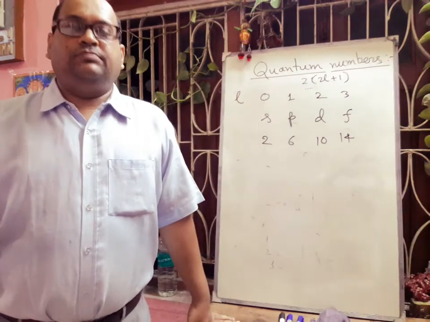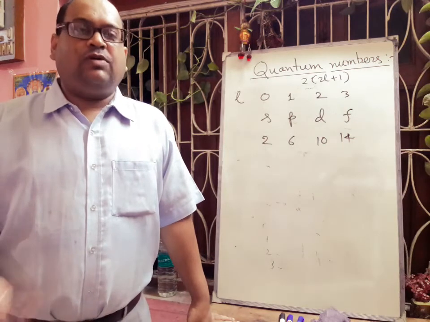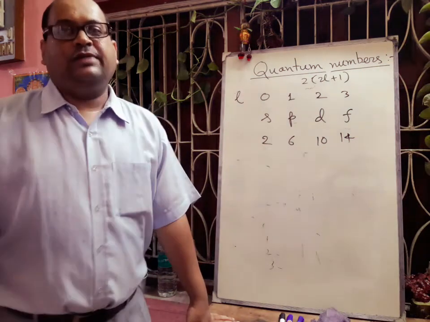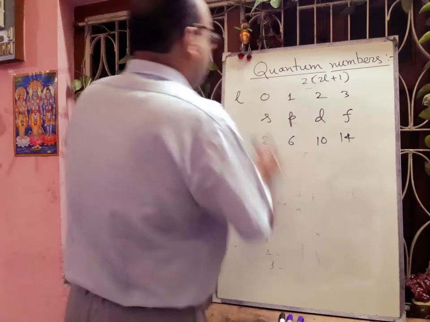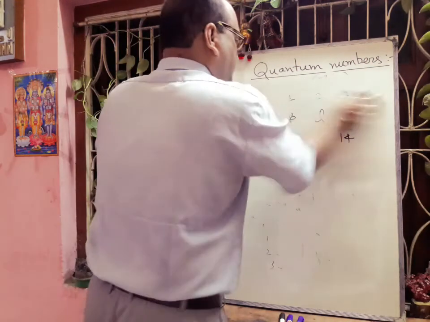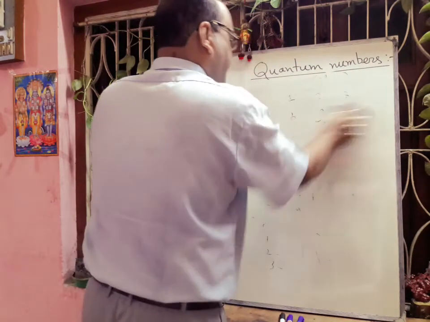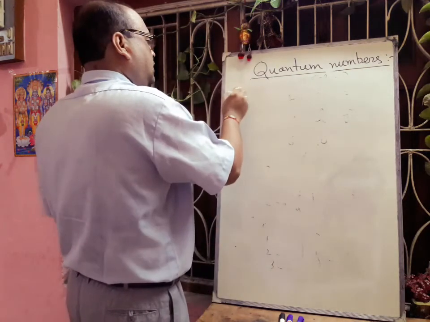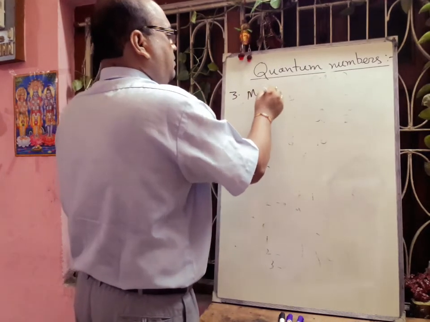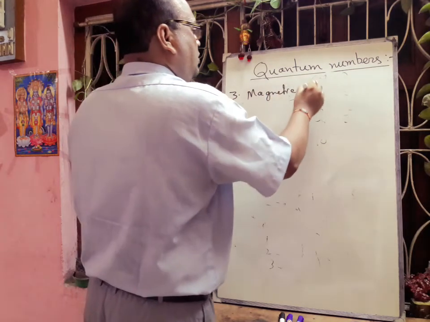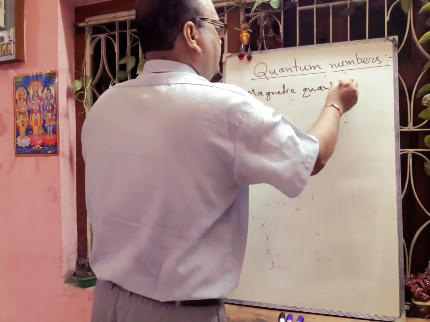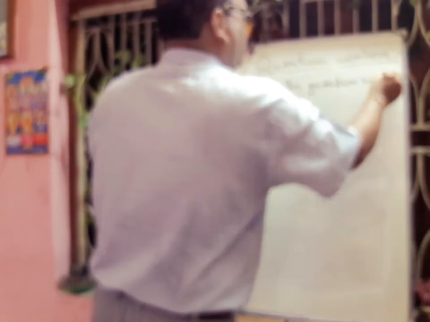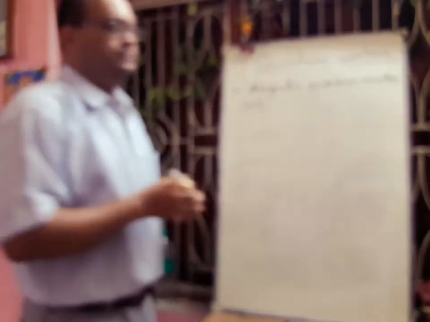Now we have to know the third quantum number, that is called magnetic quantum number. It is generally denoted by small m. Third, magnetic quantum number, it is denoted by small m.